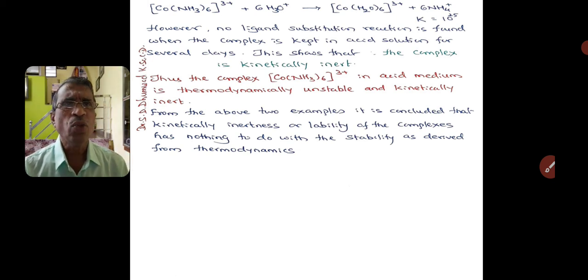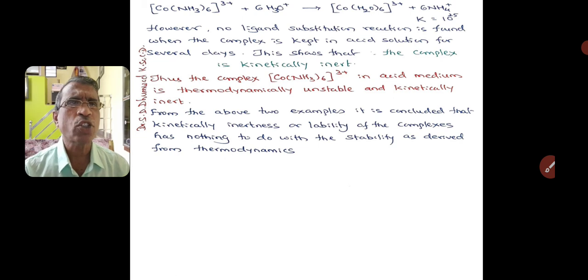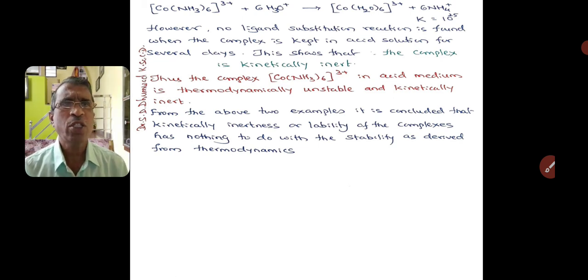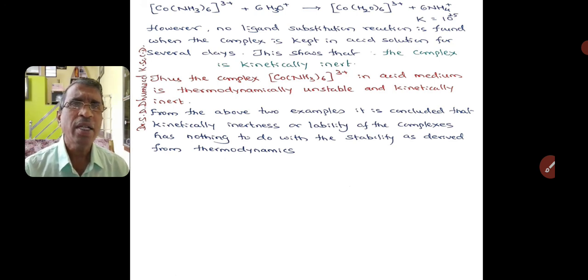However, no ligand substitution reaction is found when the complex is kept in acid solution for several days. This shows that the complex is kinetically inert. Thus, the hexamine cobalt 3 complex in acid medium is thermodynamically unstable and kinetically it is inert.